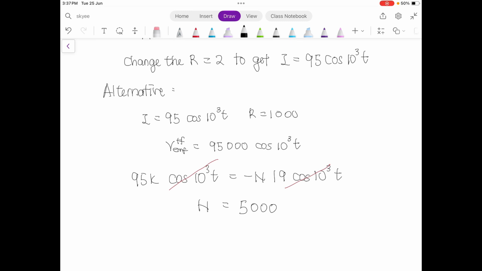Wait. This one should be milli, I'm sorry, this one should be milli. So when milli multiplies with 1000, you get 95. There is no more k. So this one will be 5. This is milli. I missed the milli. So this one should be the correct one.